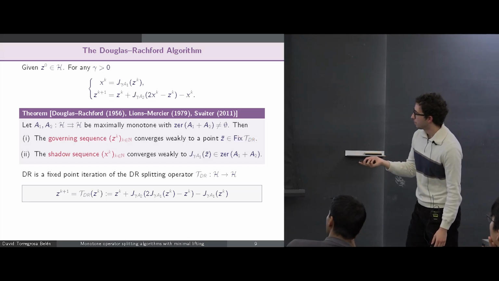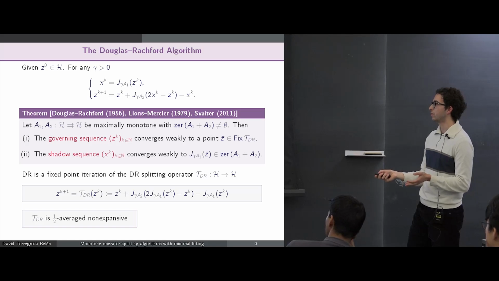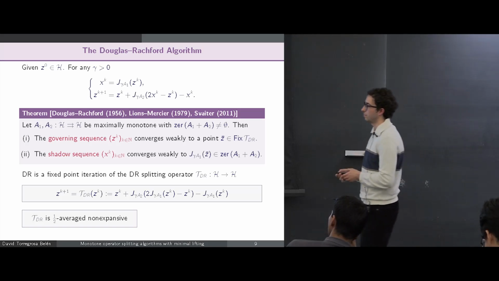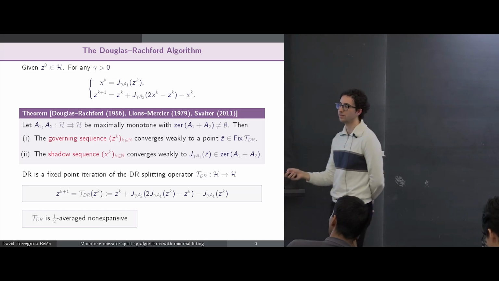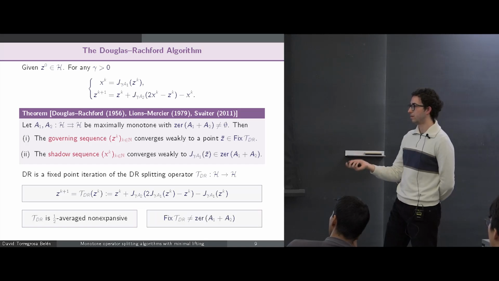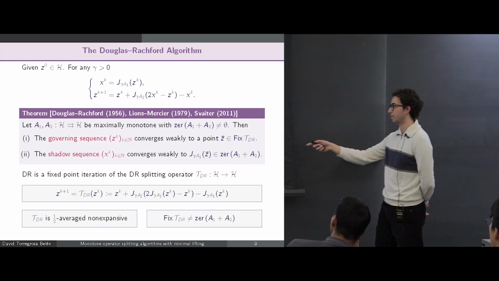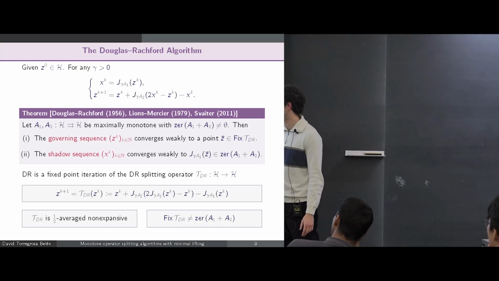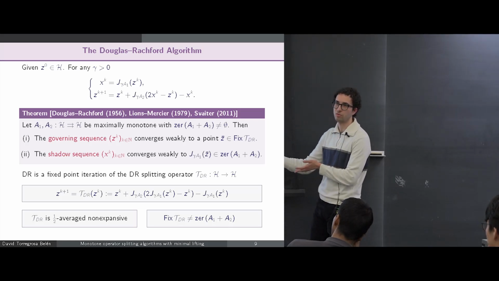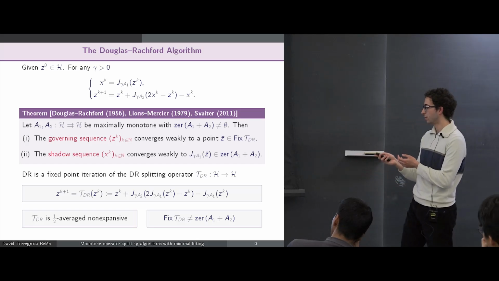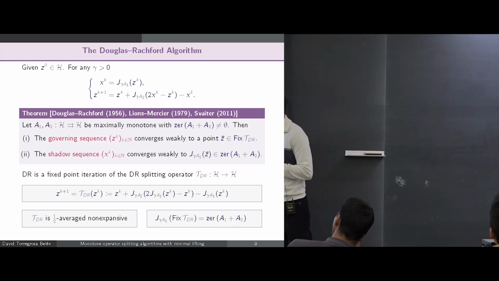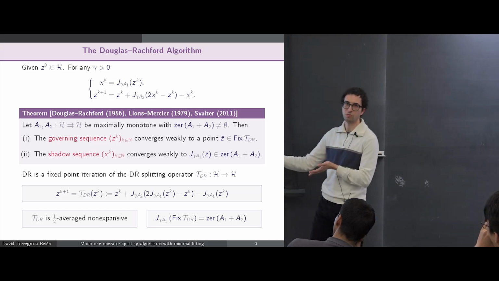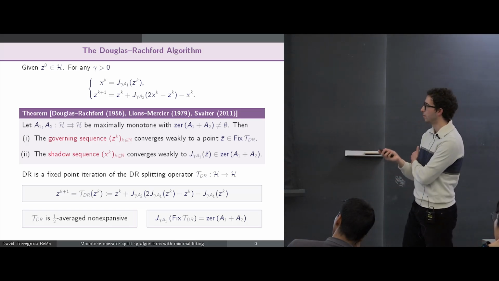Yeah, so the proof is also based on fixed point theory, and it's given by the fact that the Douglas-Rachford operator is also averaged nonexpansive, but there is one difference with respect to the proximal point algorithm, and it's that the set of fixed points is not equal to the set of solutions to the problem, the set of zeros of the sum. But there is still one relationship, and it is that if you map the set of fixed points by the first resolvent, then you do get the set of zeros.